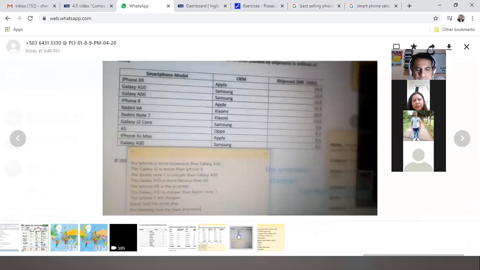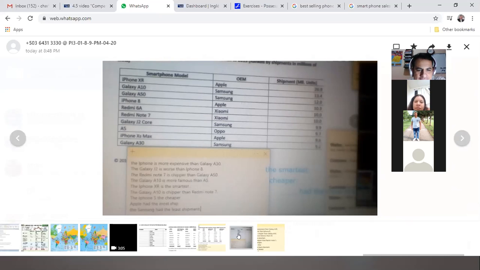All right, very good. So here, the iPhone is more expensive than the Galaxy A30. The Galaxy J2 is worse than iPhone 8. The Redmi Note 7 is cheaper than the Galaxy 50. Okay. The Galaxy A10 is more famous than A5. Very good. The iPhone XR is the smartest. Very good. The Galaxy A10 is cheaper than the Redmi Note 7. The iPhone 7 is cheaper.